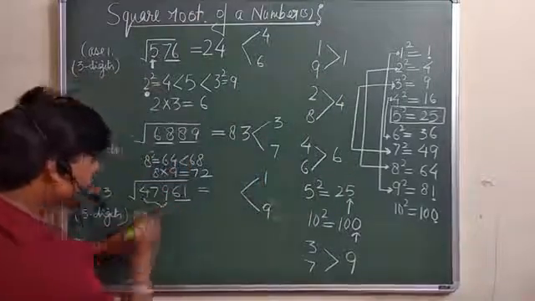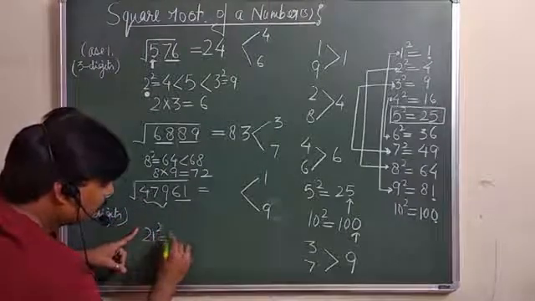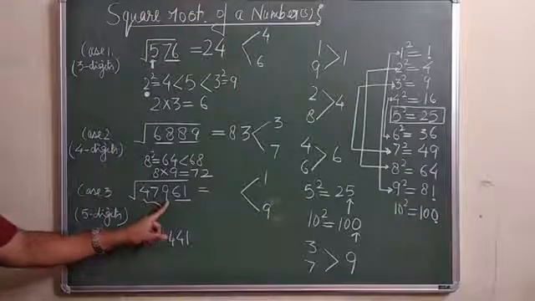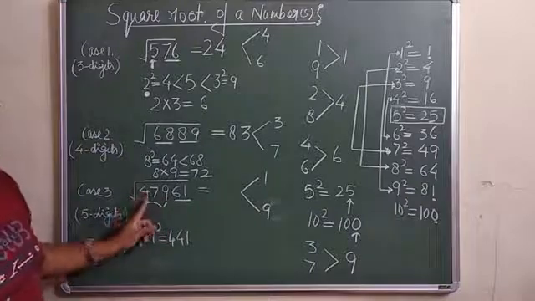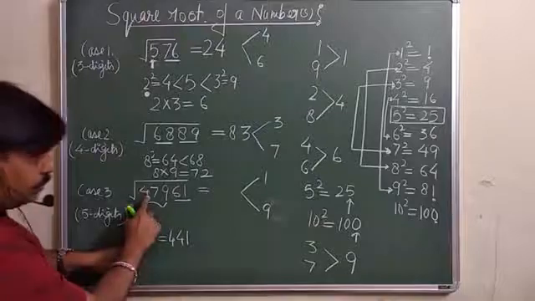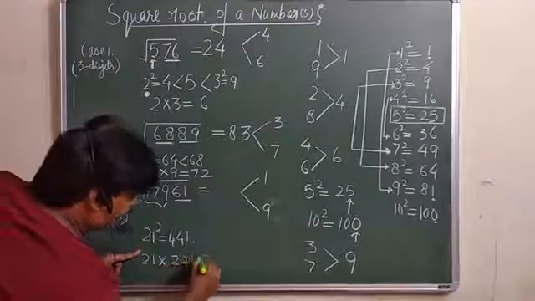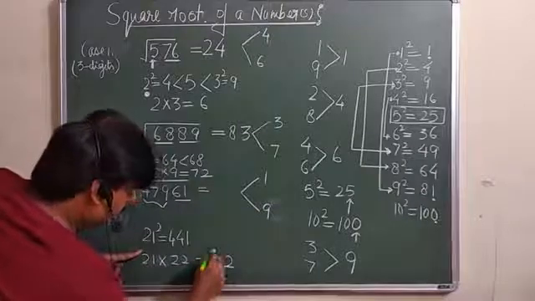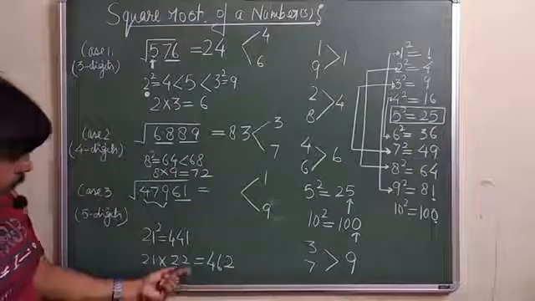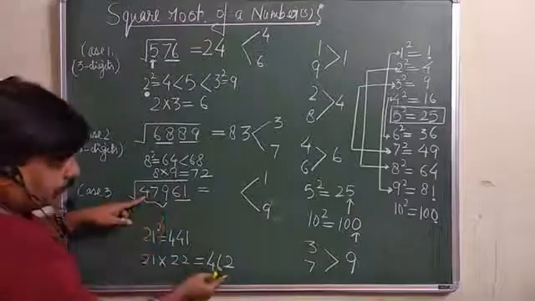Now just check these 3 numbers. This 21 square you are doing, that is 441. And 22 square you will do, that is 484, which is less than this one. So closest number is 21, and 21 is multiplied by the next number 22. So what you will get? 462, and this is greater than this one.